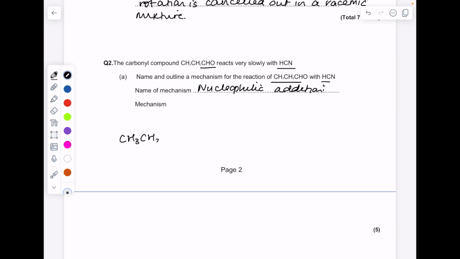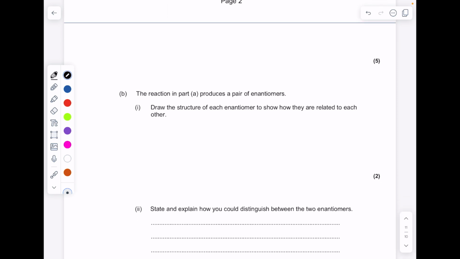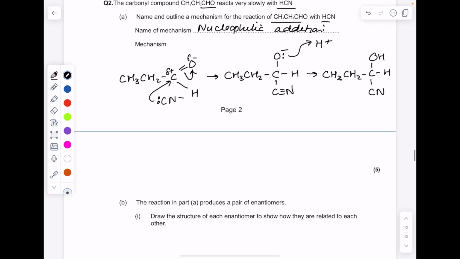With propanol. We have our cyanide ion with the lone pair that attacks that electron deficient carbon, breaking the double bond. Our oxygen gains a lone pair, which attacks the hydrogen ions also present. Here's our product. The reaction in part A produces a pair of enantiomers. Draw the structure of each enantiomer to show how they're related to each other.